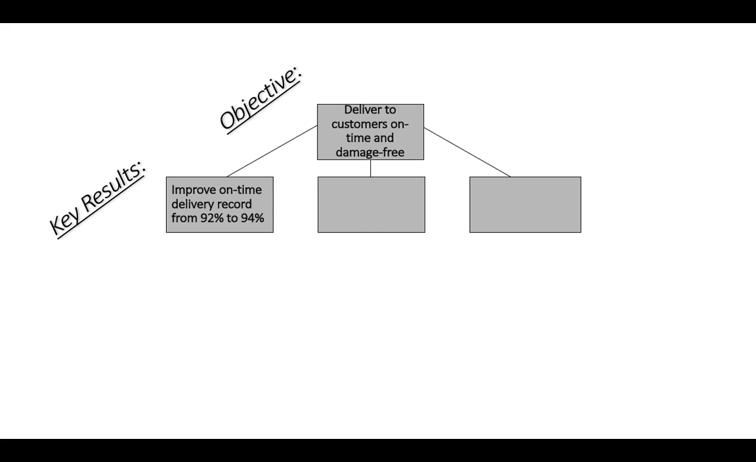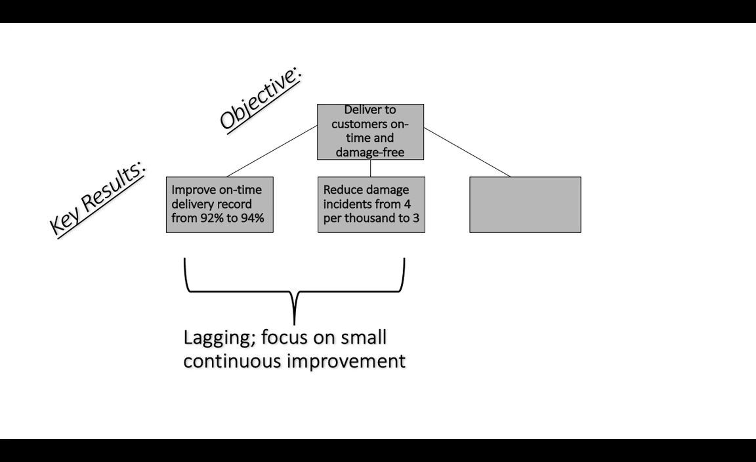One could be to improve the on-time delivery record from 92% to 94%. We always quantify our key results. Another could be the reduction in damage incidents. And what do we notice about these two key results? They're fine, but firstly, these are both lagging results. In other words, we need to rely on historical data to see if we made the improvements. And secondly, the focus of these two key results is on small, continuous improvement.